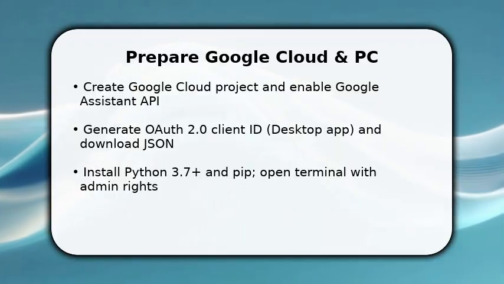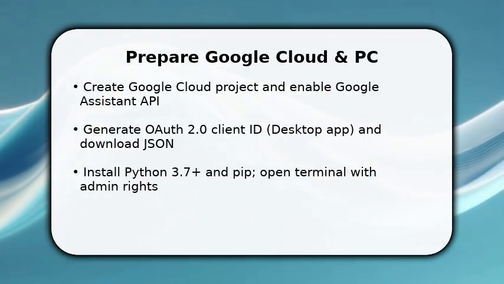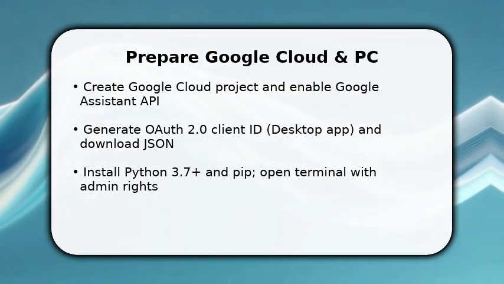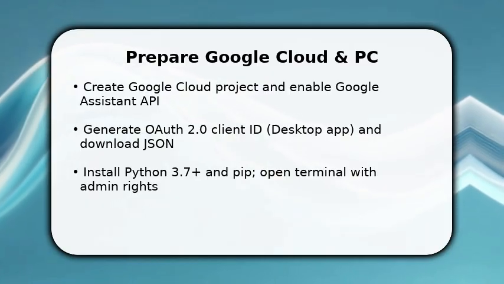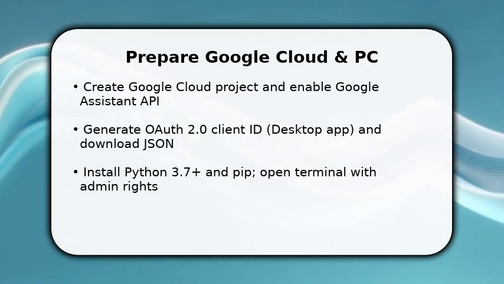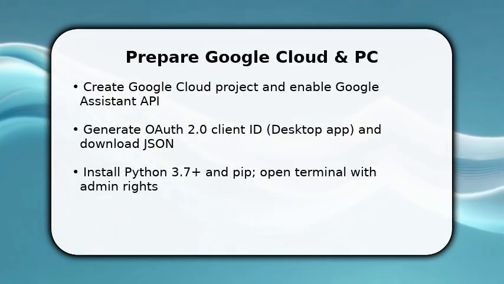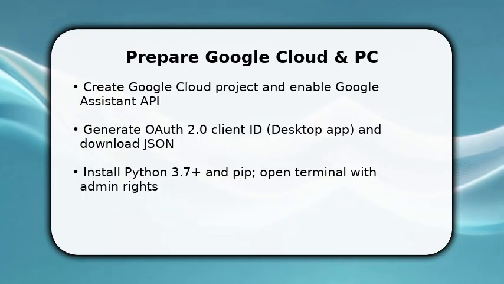You start by preparing both Google Cloud and your PC. Create a cloud project and enable the Google Assistant API so your PC can authenticate. Once done, make an OAuth 2.0 client ID for a desktop app, and download the JSON credentials to a known folder. Next, make sure Python 3.7 or newer and pip are installed on the machine.